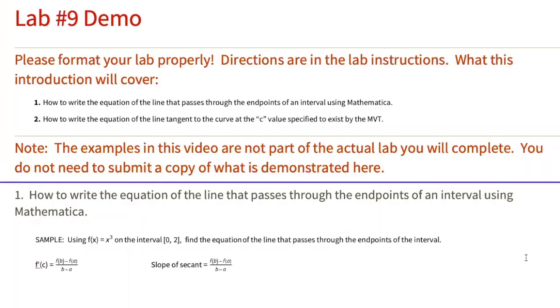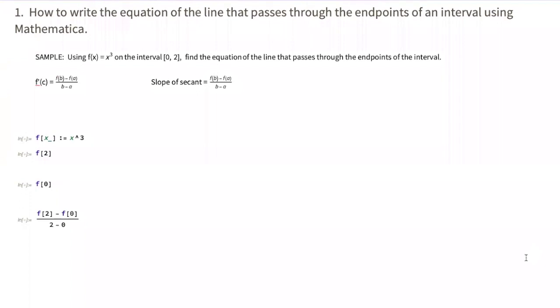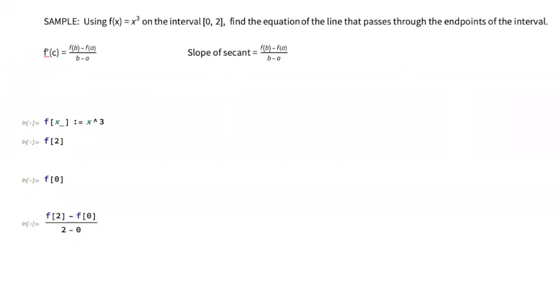Okay, in this Lab 9 demo, we're going to talk about how to do these various steps of the mean value theorem with Mathematica. So the first thing we'll do is write the equation of the line that passes through the endpoints of the interval. And we're going to use the same example that we worked out by hand. I've restated over here on the left the mean value theorem, and I've reminded you that the right-hand side is the slope of the secant.